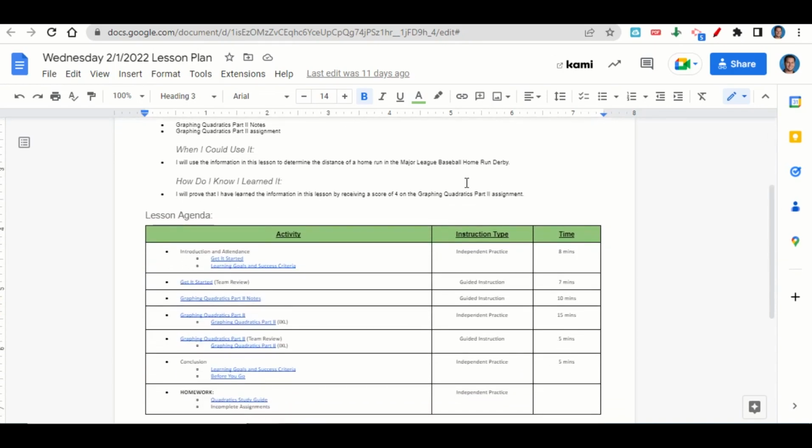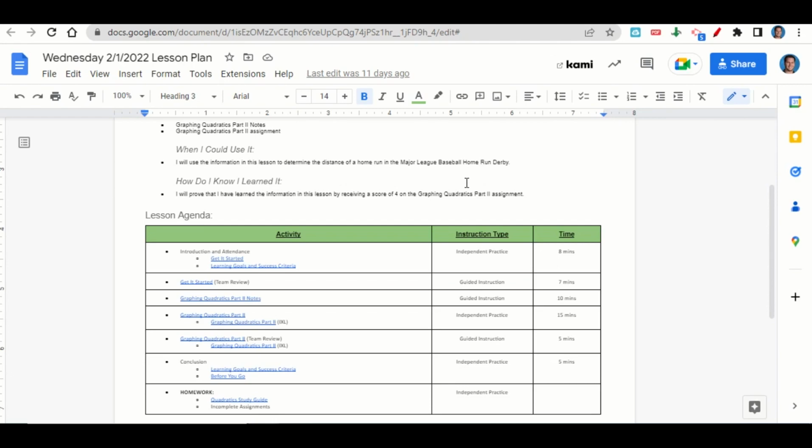Now let's take a look at our agenda for today. We will begin by going over the learning goals and success criteria. While we do that, you'll fill out your Get It Started. Once you've completed your Get It Started, we'll go over it together and answer any questions that you may have. After that, we'll go over the Graphing Quadratics Part 2 notes, and then I'll give you time to complete the Graphing Quadratics Part 2 assignment on IXL. Once you've completed the assignment, we'll go over it together and answer any questions that you may have.